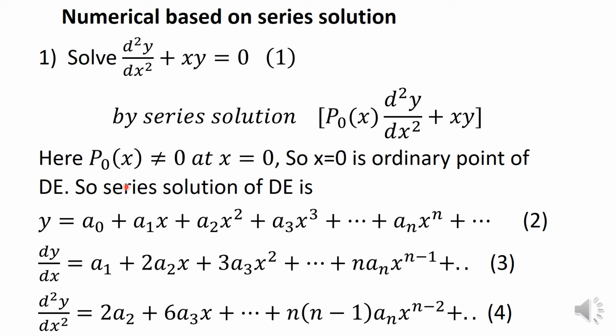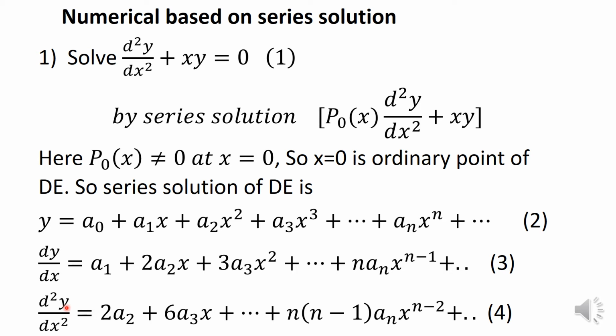So simply, if the question says solve this equation, then you have to select which method to choose. Now here, if nothing is written about the point, it means you have to take x = 0. Now further, we will try to solve the differential equation with the help of the series solution. So y = a0 + a1x + a2x² + a3x³ + ... + anxⁿ. So this is basically a series solution.